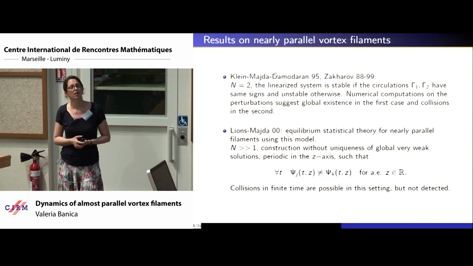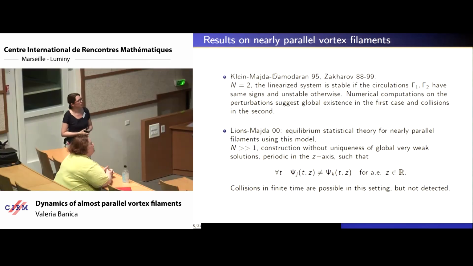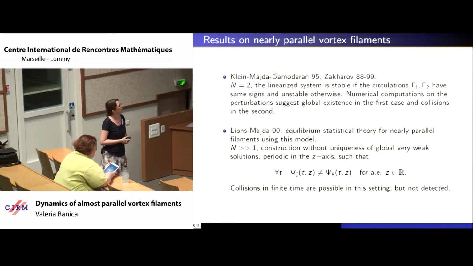So initial results come from the ones that derive the model, of course, and they prove in particular that for n equals 2, for circulations of the same size, same sign, the linear system is stable, and they give numerical evidence that suggests that global existence should hold for same circulation, and collapse should occur for opposite circulation. Okay, also Lions and Majda worked on this model, and they construct some global but very weak solution, which means you don't detect any more collisions.